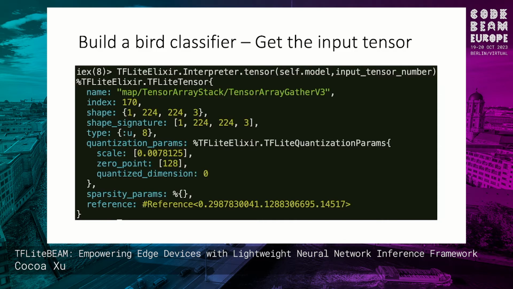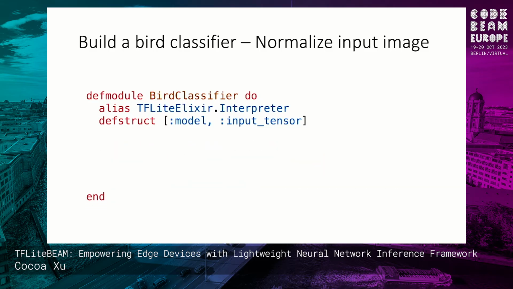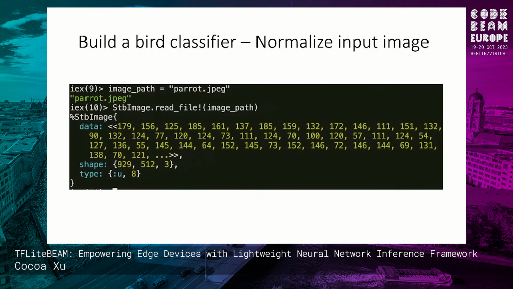Those parameters are used to normalize the input image so that we can get the correct result from the model. In order to do that, we can add another function called normalize input image. In this function, we first need to read the image using stb image.read file, and it will return an stb image struct which contains 3 fields, namely the data, shape, and type.